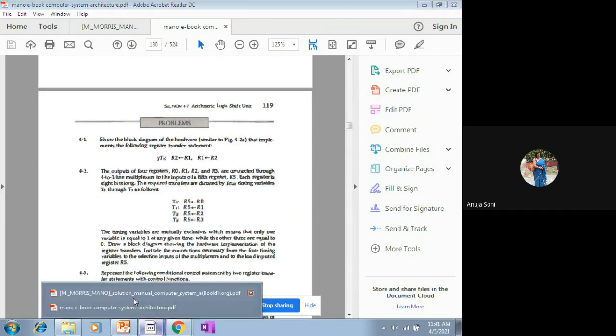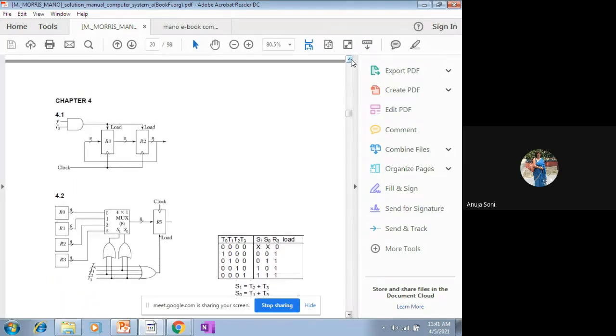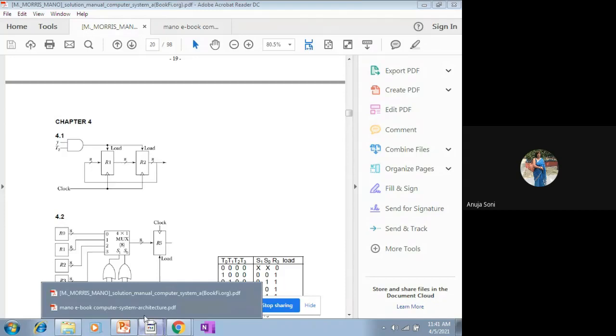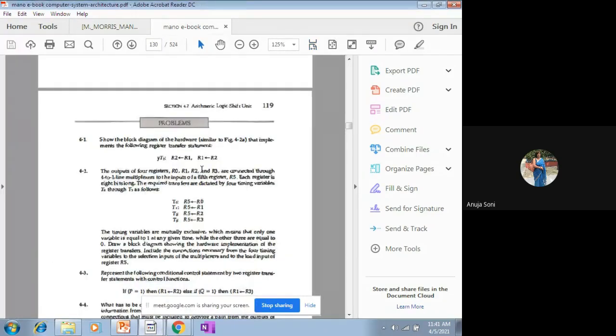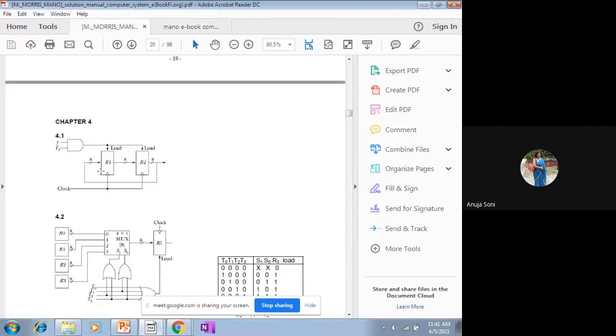So I am coming to the solution of this question, that is question number 4.1. What you have to do, on one side you have to show how the register transfer statement will take place, and what kind of register transfer statement we are going to talk about. We are going to talk about the swapping of the contents between register R1 and R2, right? So for register R1, again you have to make use of a rectangular box. For R2 also you have to make use of a rectangular box, and always you have to draw a clock as well.